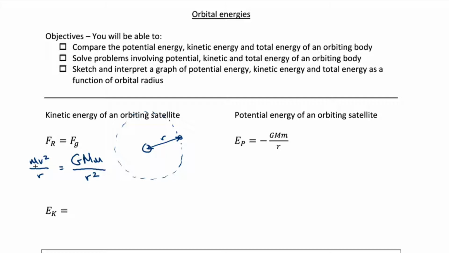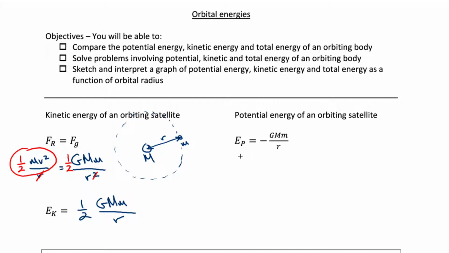But now let's not cancel the masses here. Let's instead multiply both sides through by r, so one of the r's on each side cancels, and let's also multiply both sides by 1/2. So I get this. Now why am I doing that? Well, because this 1/2 mv squared is our equation for the kinetic energy of a body of mass m moving at speed v. So our kinetic energy of this orbiting satellite is equal to this expression over here, 1/2 times G big M, that's the mass of the central planet, little m is the mass of the satellite, over r. So using this idea of the centripetal force, we've now derived an expression for the kinetic energy of the satellite.